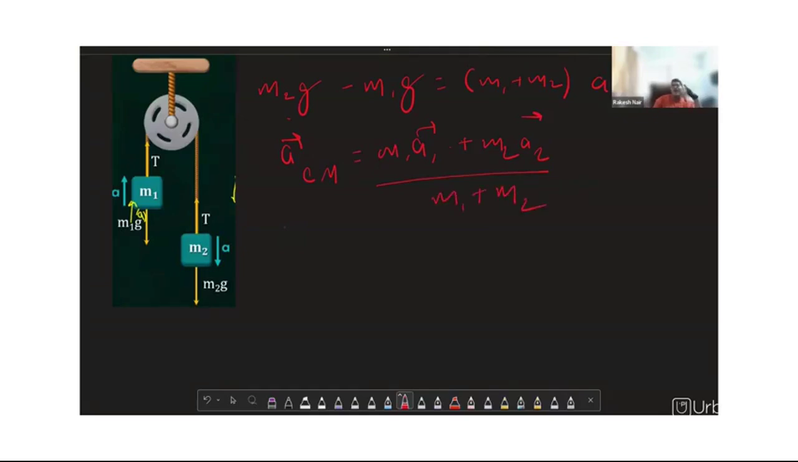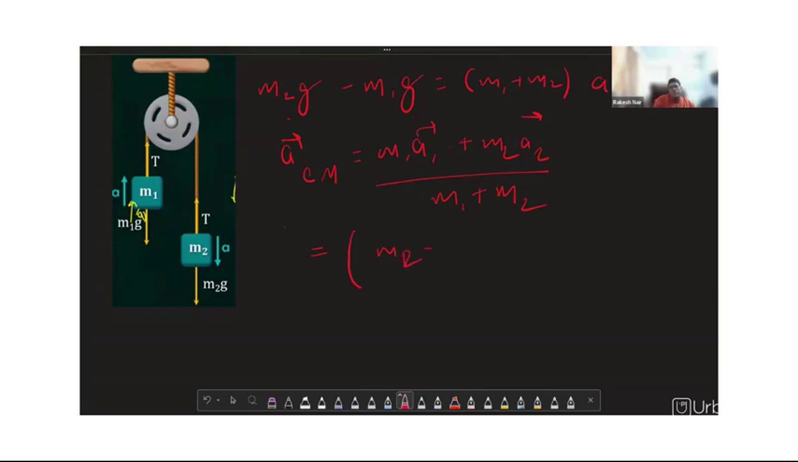What have I done? I have actually applied force is equal to ma to the two block systems. The block which has the heavier mass has the downward acceleration, compared to the lighter mass on the other side of the pulley system. Acceleration of the center of mass becomes (M1 A1 plus M2 A2) upon (M1 plus M2). Now, what are we doing? We're substituting the values. We know the values.